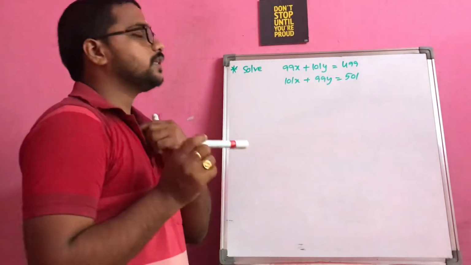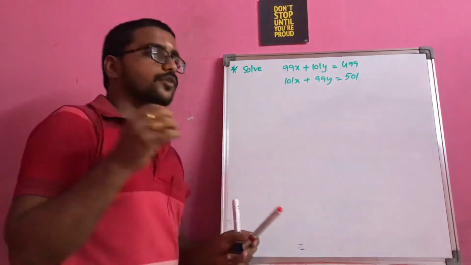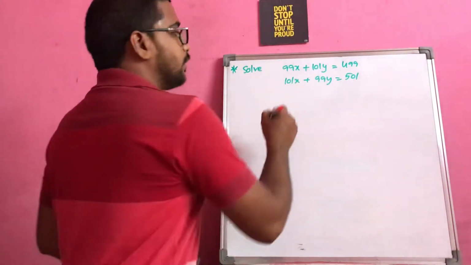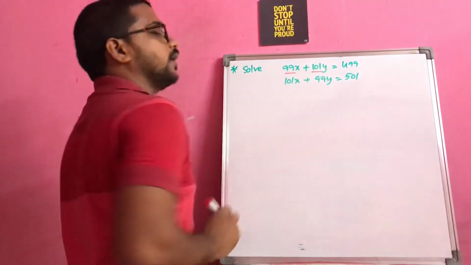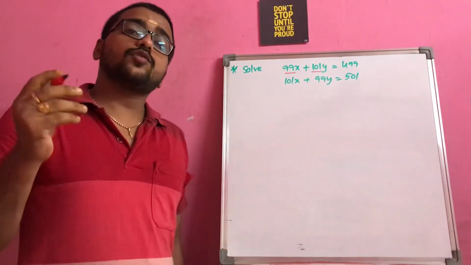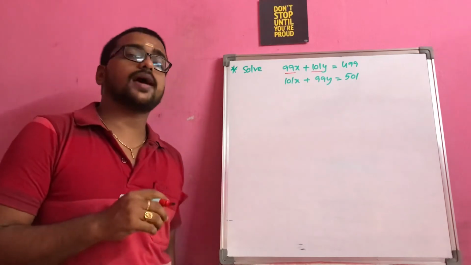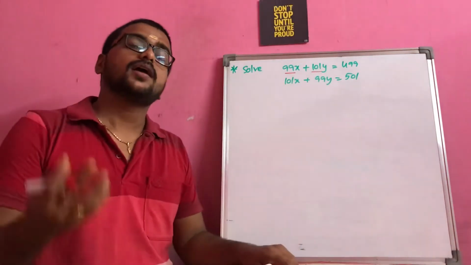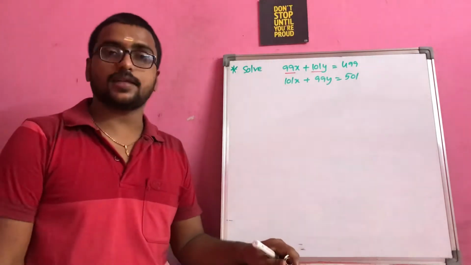view. You see here, if you want to go for substitution or elimination also, it will be very difficult. Why? Because you are having 99, 101 and all. And if you want to go for elimination method, means you have to multiply first equation with 101, second equation with 99, and it will become too much of calculation and all.